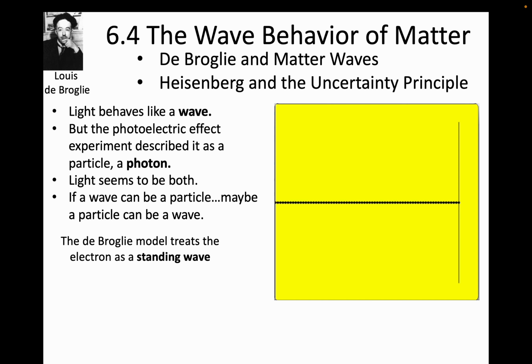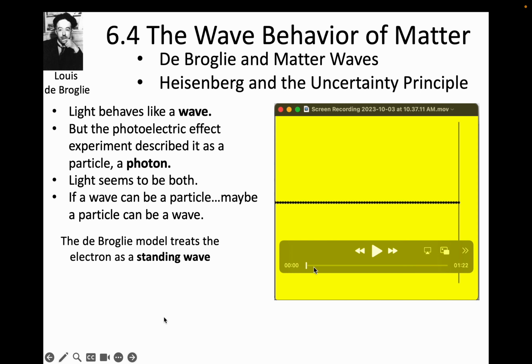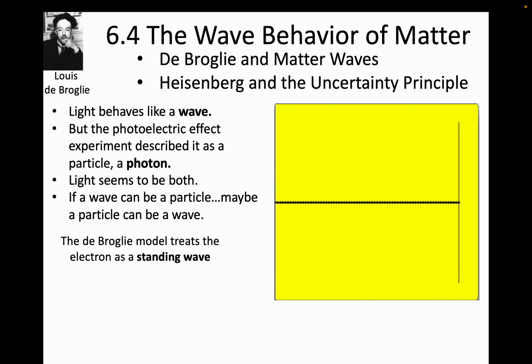Now, if a wave can be a particle, maybe a particle can be a wave. That was his thinking. Now, de Broglie's model here is going to treat the electron not as a particle, but as a standing wave. So what is a standing wave? Here's the depiction of a wave where we're going to begin it set in motion, and it's being directed towards this fixed object. It's being directed towards this wall on the right-hand side. So we see the wave moving left to right as it's approaching the wall. When it strikes the wall, it's going to bounce back.